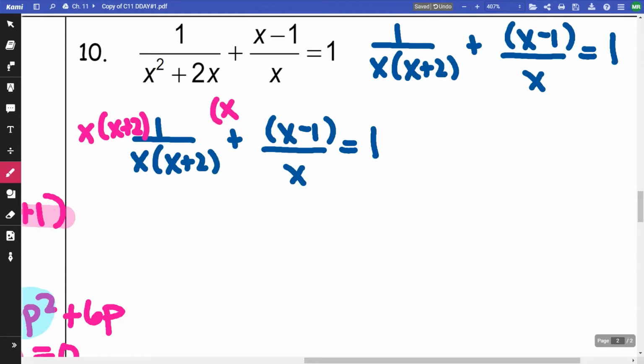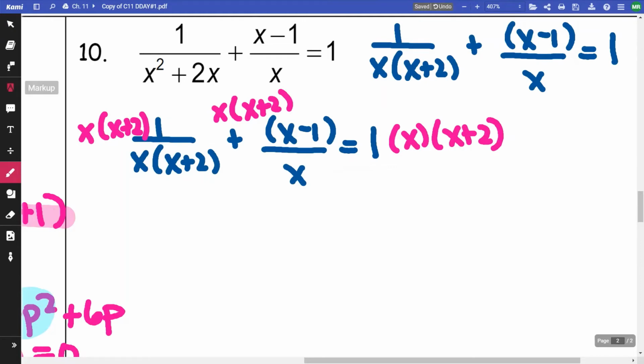By an x and an x plus 2. Everything, because I want to get rid of all of my denominators. So when I do that, this x and x plus 2 get rid of this, and I am left with 1.